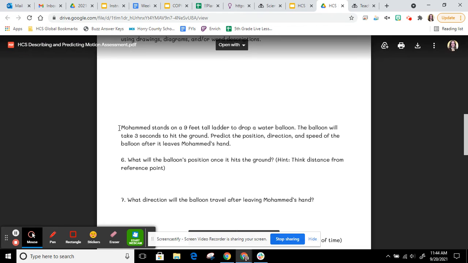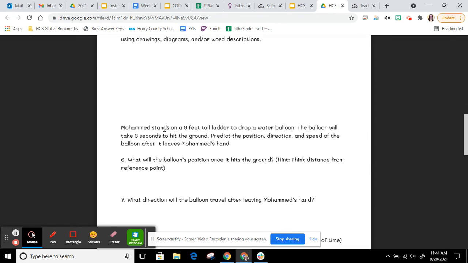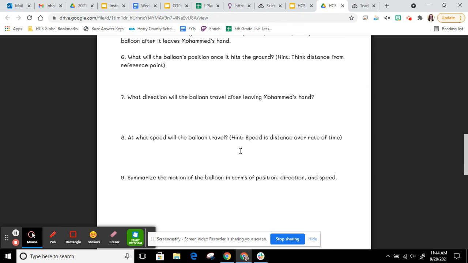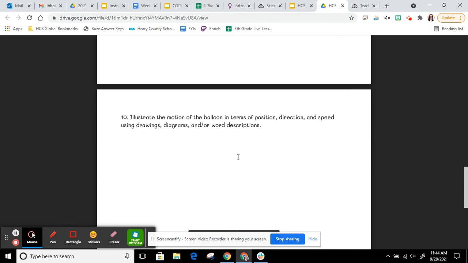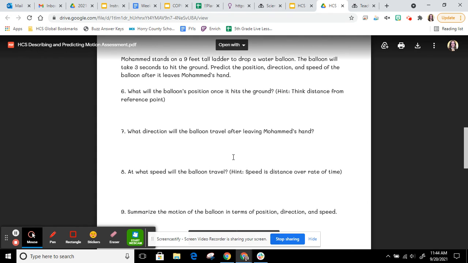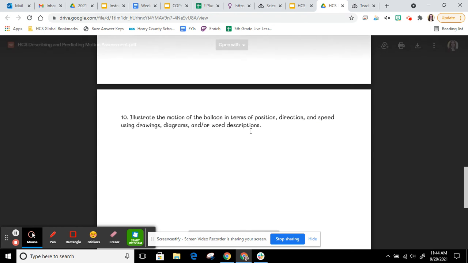And then you've got another situation. Mohammed stands on a 9 feet tall ladder to drop a water balloon. The balloon will take 3 seconds to hit the ground. Predict the position, direction, and speed of the balloon after it leaves Mohammed's hand. And you've got 5 questions to answer for that situation. Don't forget question 10 on this last page.